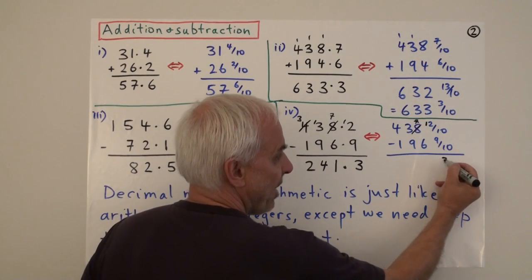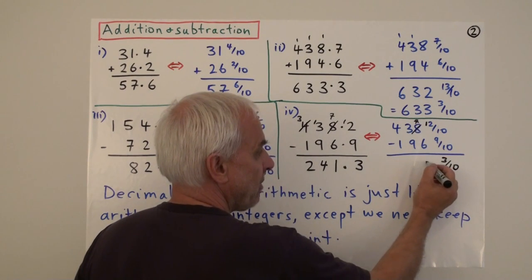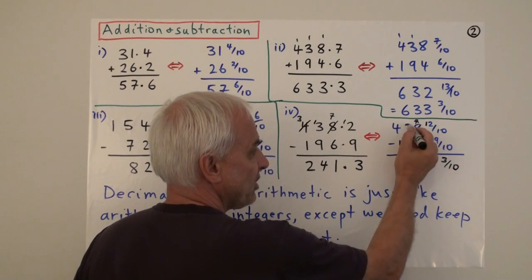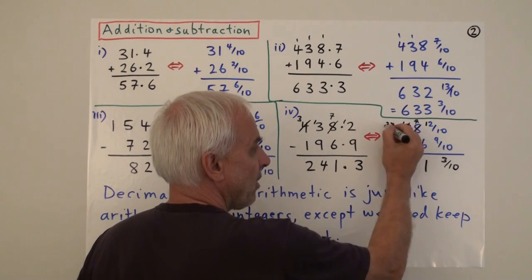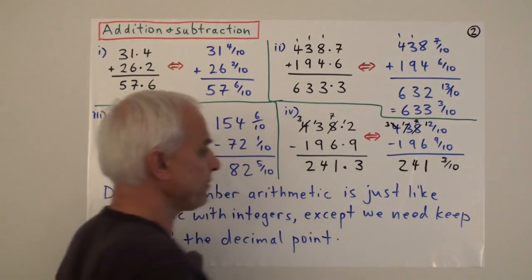That would be 12 minus 9 is 3/10, and then over here we had 7 minus 6 is 1, and then we would proceed in the usual fashion. 13 minus 9 is 4, 3 minus 1 is 2.